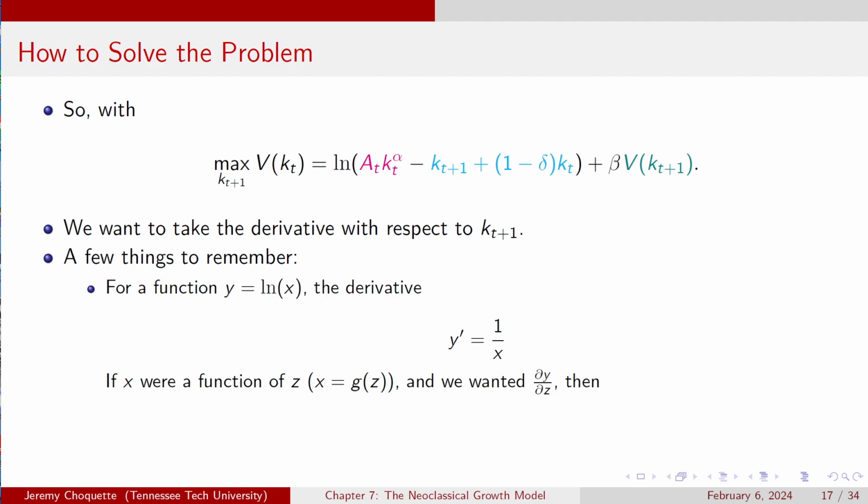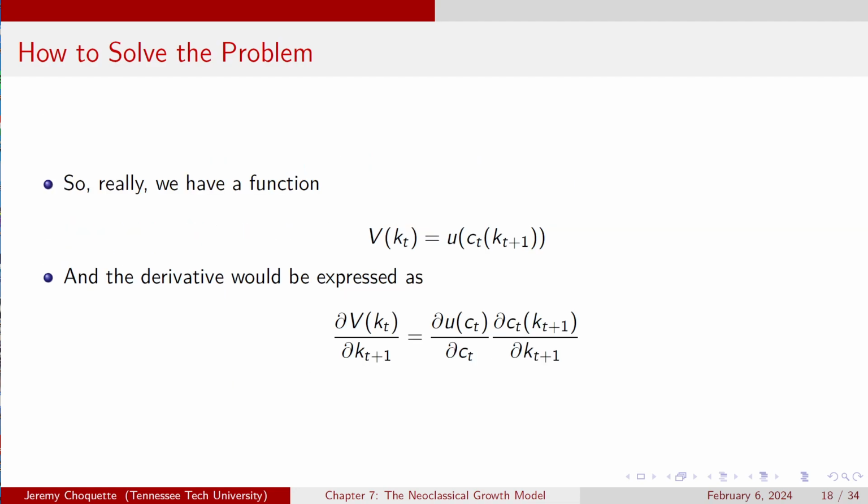All right, suppose x is a function g of another variable z, right? And I want dy/dz, the derivative of y with respect to z. Well, I'd have dy/dx, 1 over x, right, times dx/dz, x prime of z. That's what we're going to be doing with this constraint.